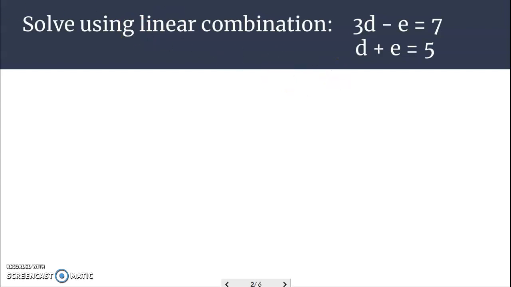Notice we have D's and E's instead of X's and Y's. Notice the D's are lined up, the E's, the equal signs, and the numbers in the equations. So we're going to treat this just like a giant addition problem.